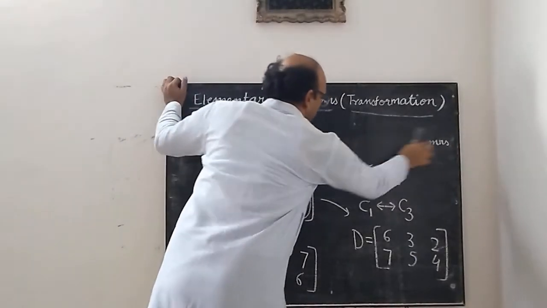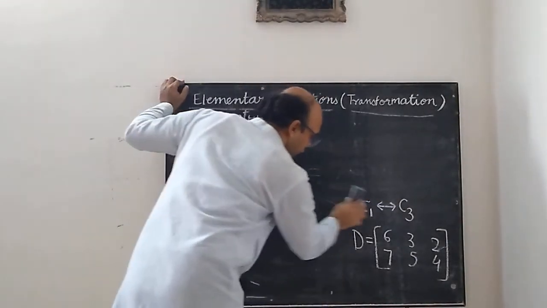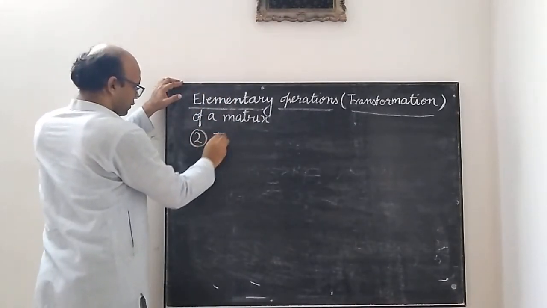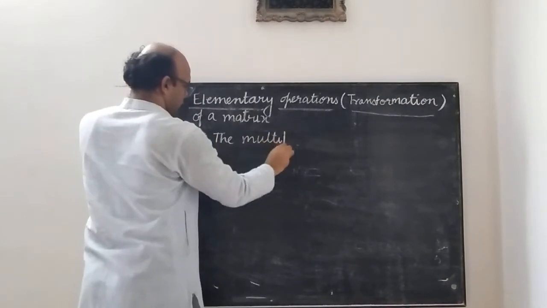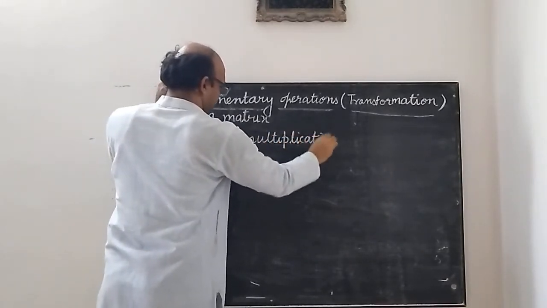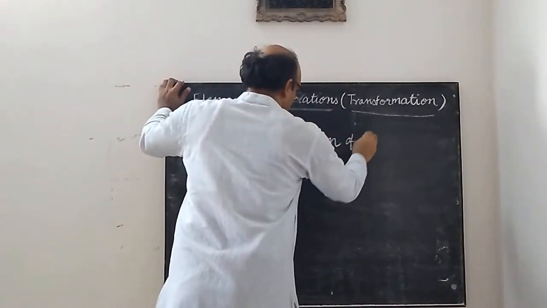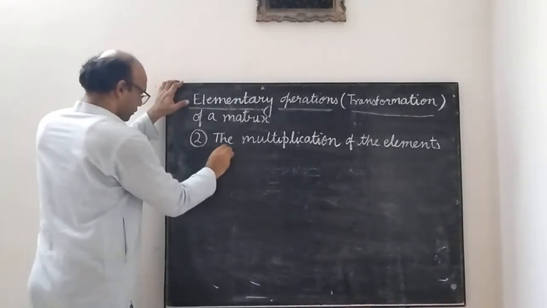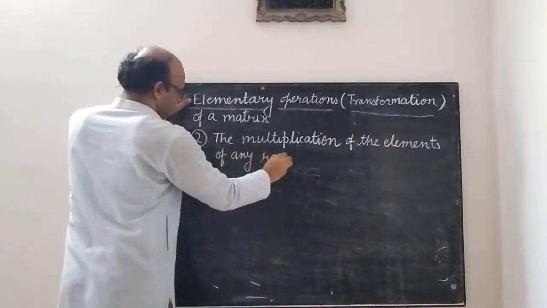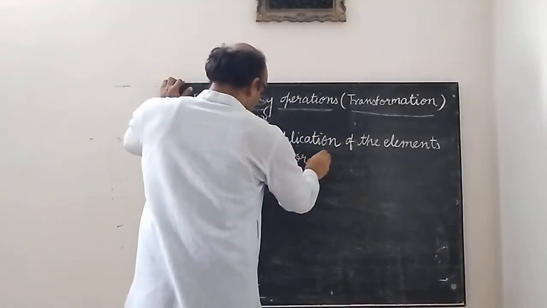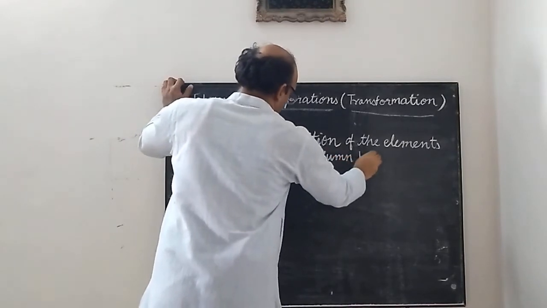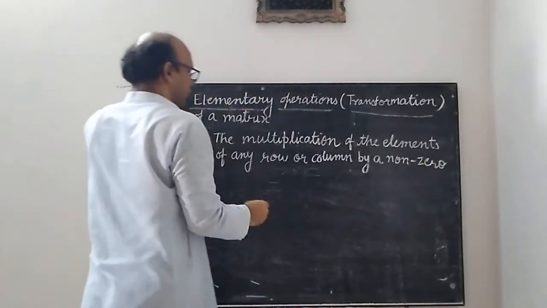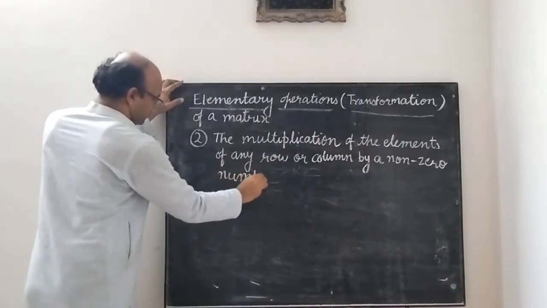Now we move on to the next two elementary operations, one for the row and one for the column, and it says the multiplication of the elements of any row or column by a non-zero number.